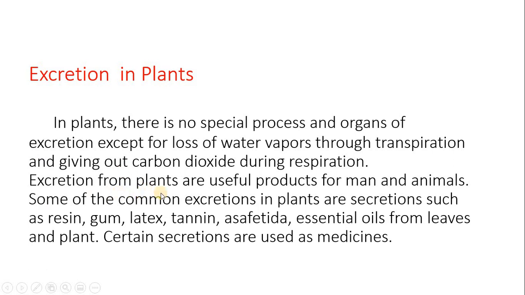Now excretions from plants are actually useful products for man and animals. Some common excretions in plants are secretions such as resin, gum, latex, that is rubber, tannin, that is the tea extract, asafoetida, that is the hing we use in the kitchen, essential oils, that is the eucalyptus oil and other fragrant oils from leaves and flowers. And certain excretions are used as medicines.